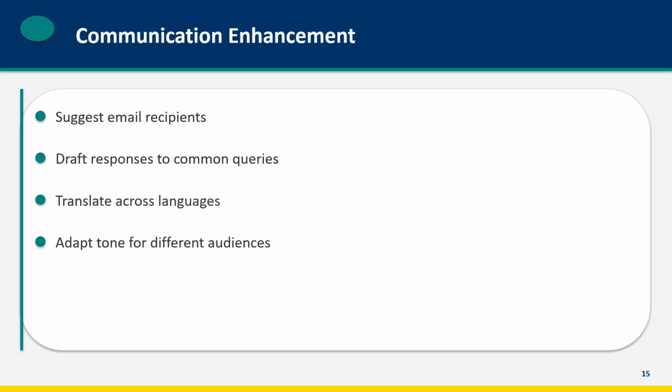AI enhances communication in several ways. It suggests email recipients based on the topic. Who needs to know about this budget change? It drafts responses to common queries. Similar questions get similar answers consistently. It translates across languages for global teams, and it adapts tone for different audiences, more formal for executives, more casual for the team.